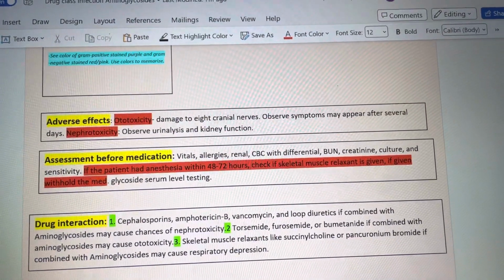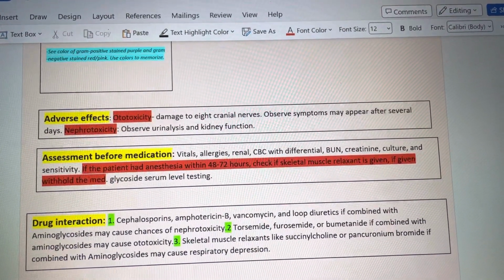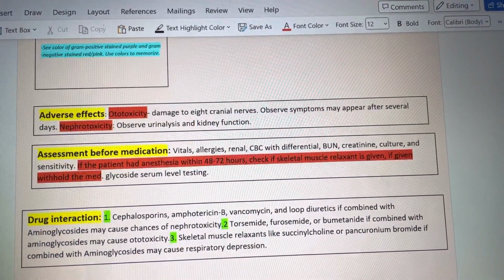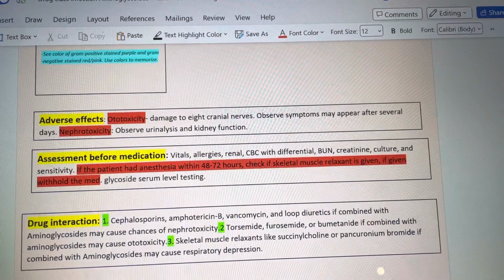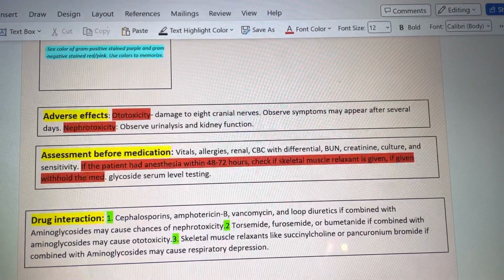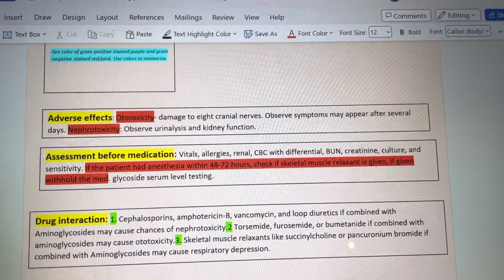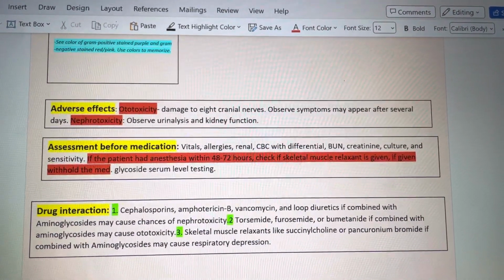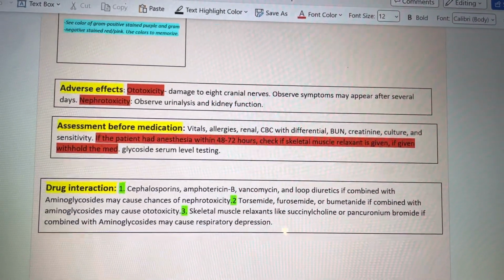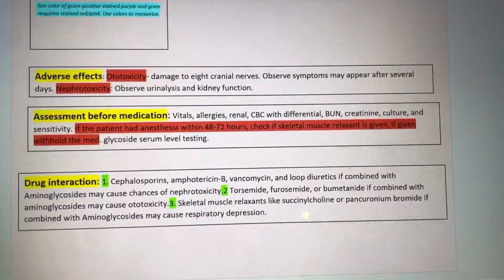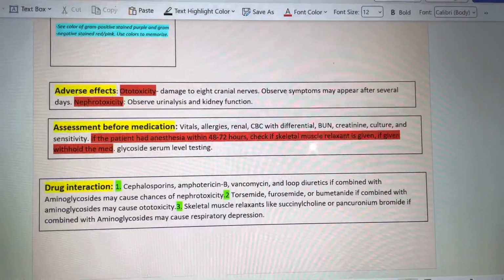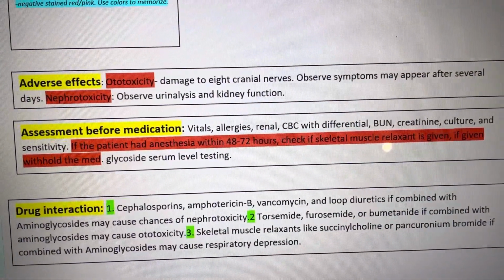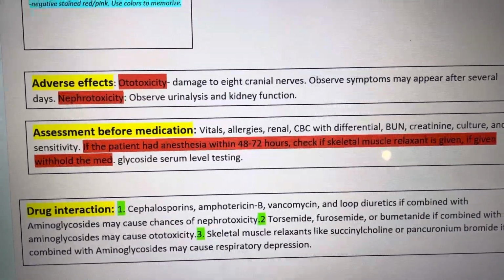Why do we want to do that? Because as we see in the drug interaction, we already see that we are not going to mix this with another drug. Now here we see why. The skeletal muscle relaxants, if they combine with aminoglycosides, may cause respiratory depression. So this is the reason why we don't want to mix this with another drug, and that's why we know that we have to look in between 48 to 72 hours if any skeletal muscle relaxant was given.